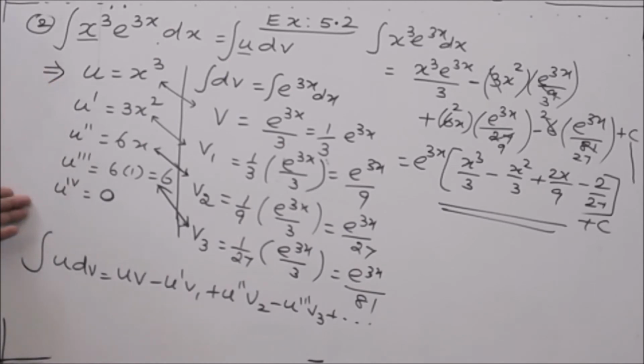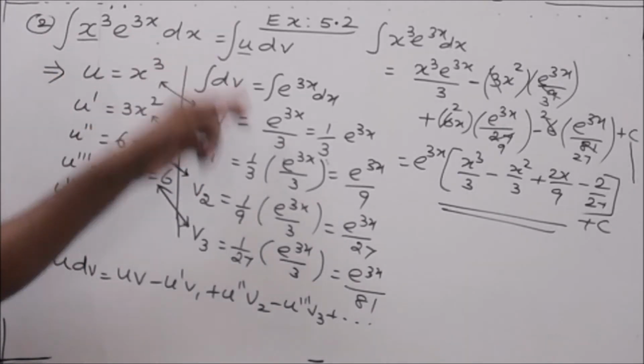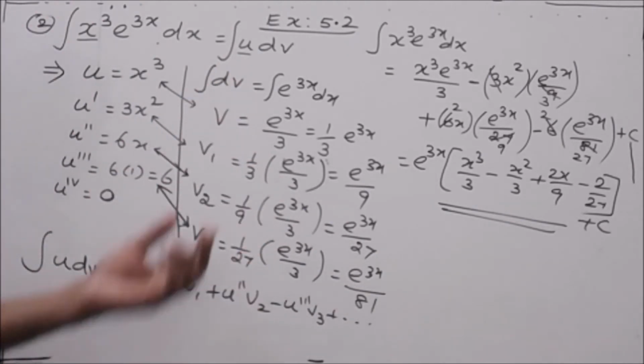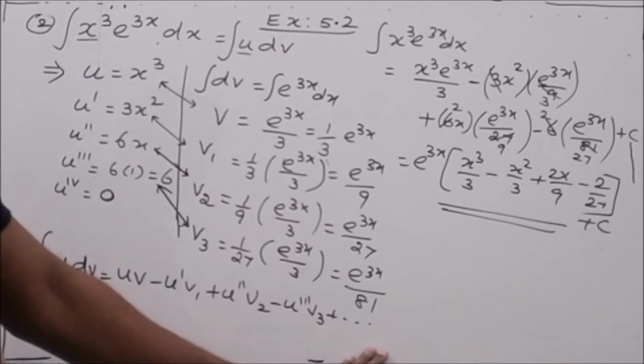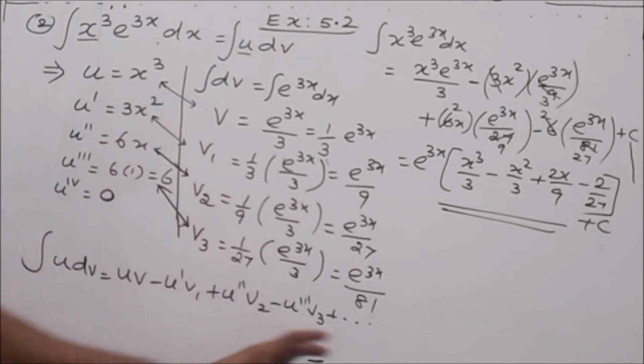Find successive differentials till u becomes 0, and then according to it find the repeated integral values, and then apply in the Bernoulli formula. Integral u dv equals uv minus u dash v1 plus u double dash v2 minus u triple dash v3 plus etc. How many terms you require, you can extend the formula till that.